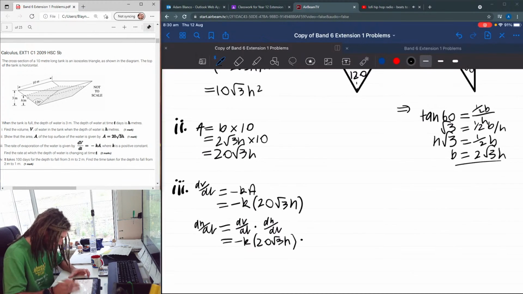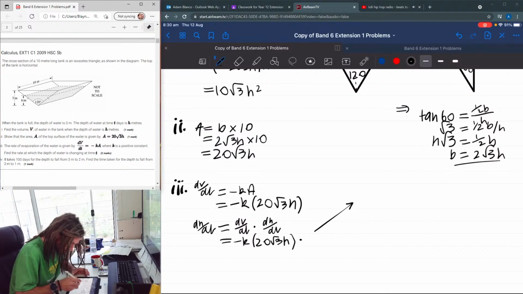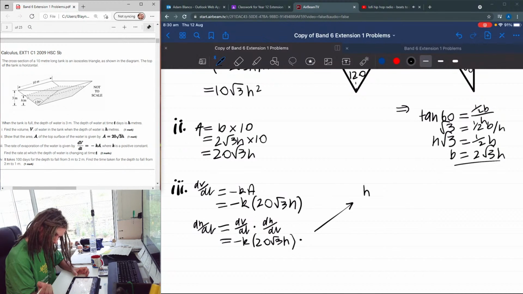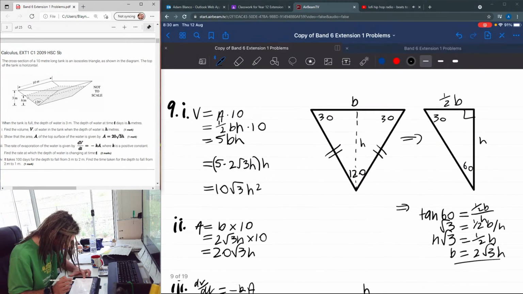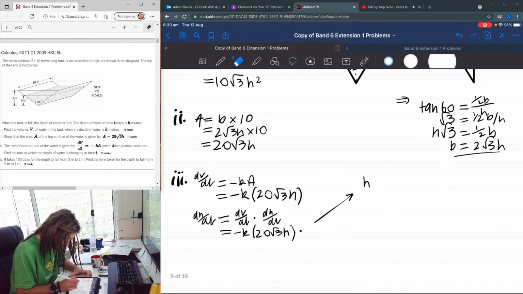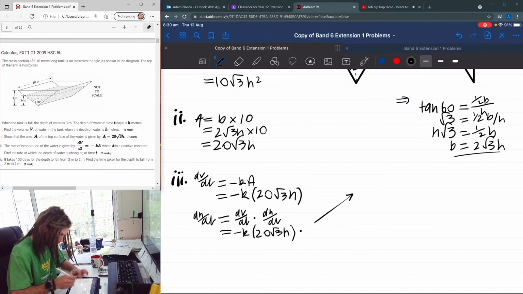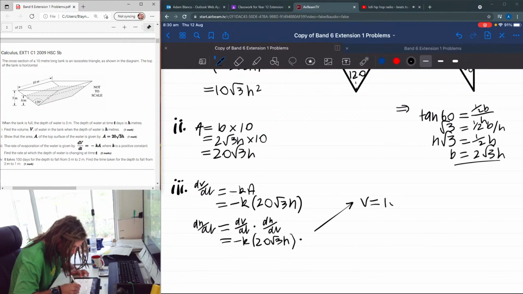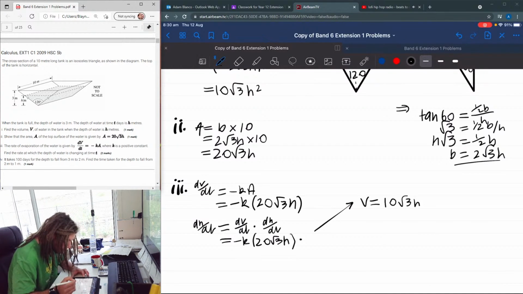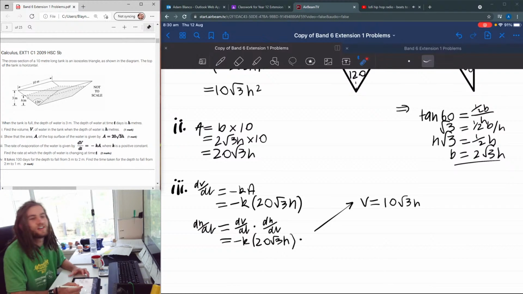There's so many D's. Let's go over here. Okay, I have V, don't I? Oh, I've got V. Oh, you idiot. Yeah, dV dH. Why am I confusing myself? Okay. V is 10 root 3 H squared. Oh, I'm going upside down. Oh, I'm going to have to flip this.